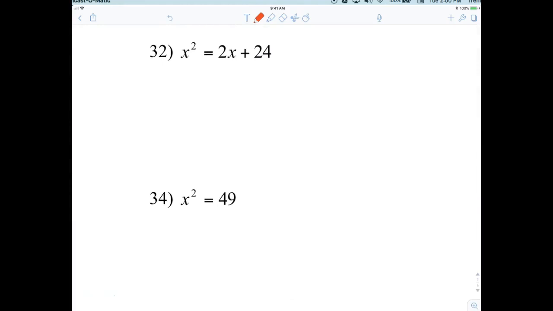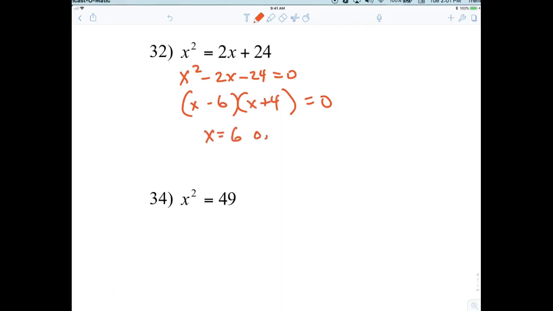Now we got a problem with number 32 because it's not set equal to 0. Every single time it should be set equal to 0. So in this case, you should be good enough just to simply say they really mean x squared minus 2x minus 24 is equal to 0. And now we're factoring that into x minus 6 and x plus 4. So 6 or negative 4.